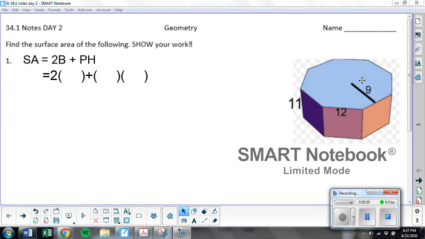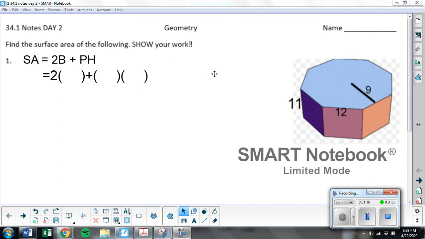So if you look at our prism, this top base here is an octagon. 1, 2, 3, 4, 5, 6, 7, 8 sides. And underneath, which you can't see, is also an octagon. So those are the bases, and every other side is a rectangle. That will always be true. So we have to find these 3 things, and I always want you to show your work.